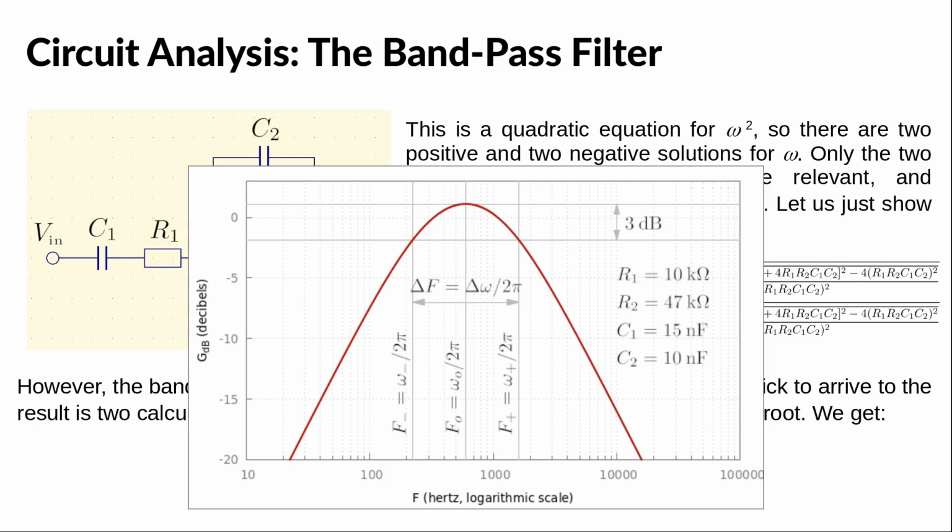We can check that the gain is maximum for the calculated resonant frequency and that it loses 3 decibels at the cutoff frequencies. We can also check that the passing bandwidth is exactly as predicted, so everything is consistent.